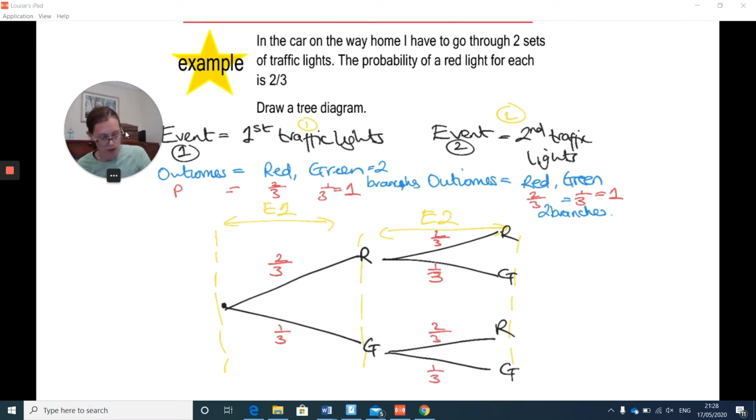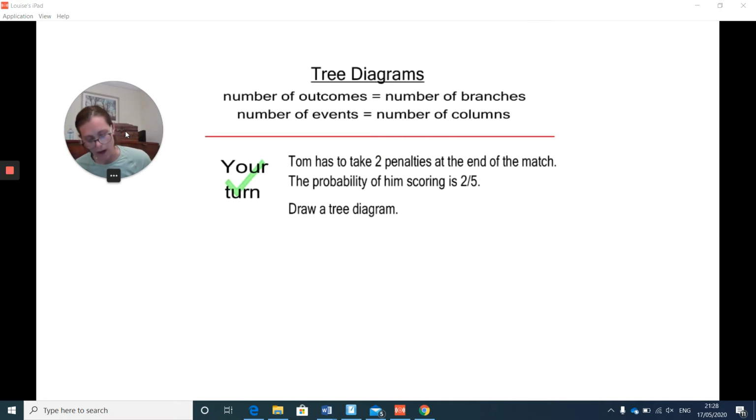So now you're going to have a go at doing this. It says, remember, the number of outcomes represents the number of branches, the number of events represents the number of columns. So it says, Tom has to take 2 penalties at the end of the match. The probability of him scoring is 2/5. Draw a tree diagram. So I want you to pause the video and write down the same setup as what I've done.